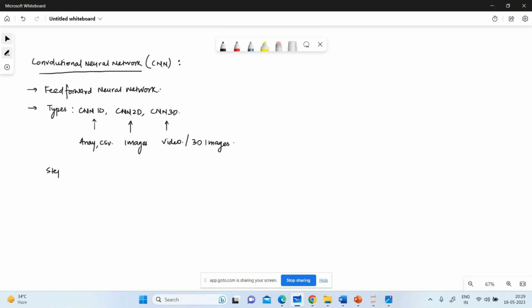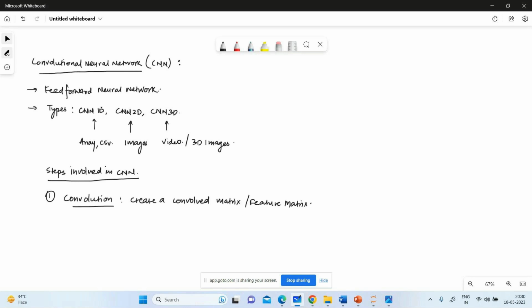Let's talk about the different steps involved in CNN. We need to break them down. Steps involved in a convolutional neural network. Number one, convolution. In the convolution method, we create a convolved matrix, or call it a feature matrix. This includes steps like filters, strides, padding. These are all different layers which are used to prepare your image.